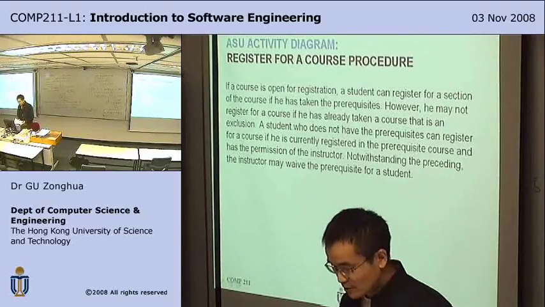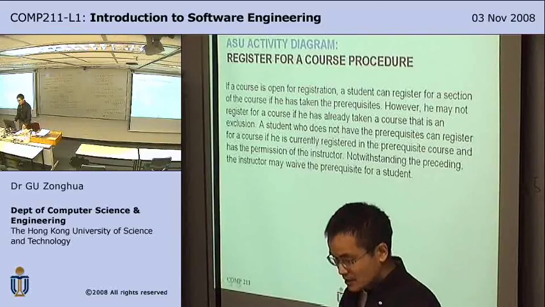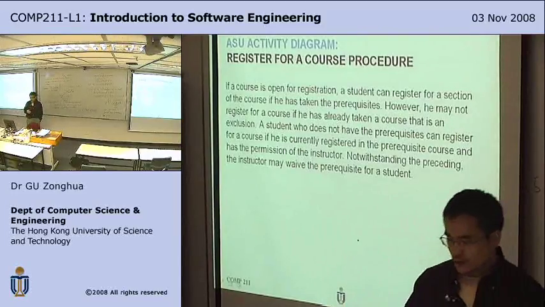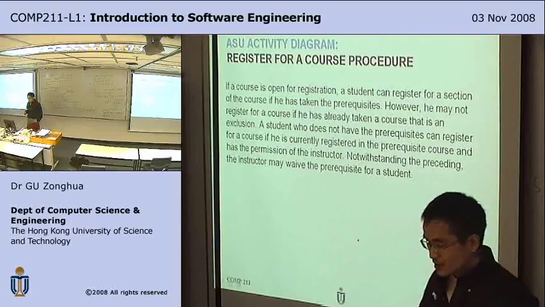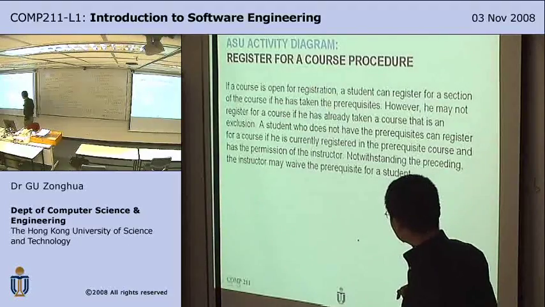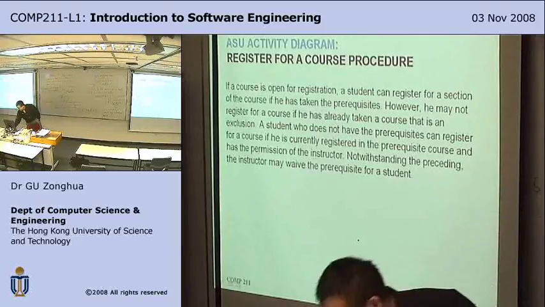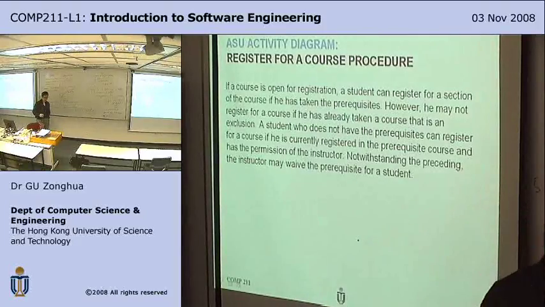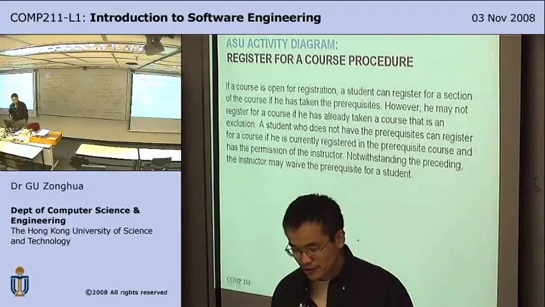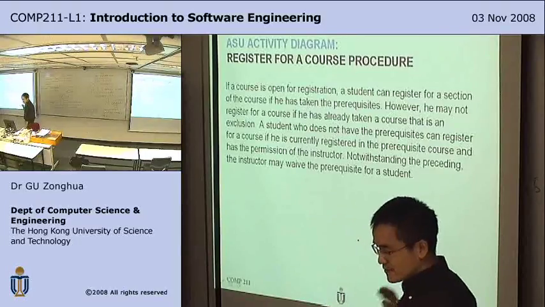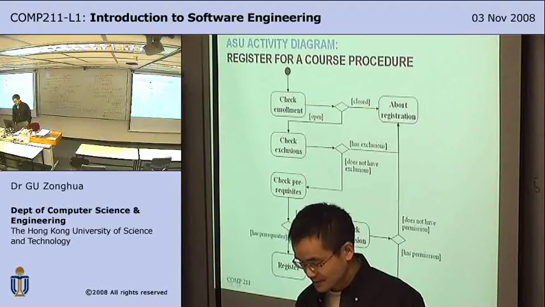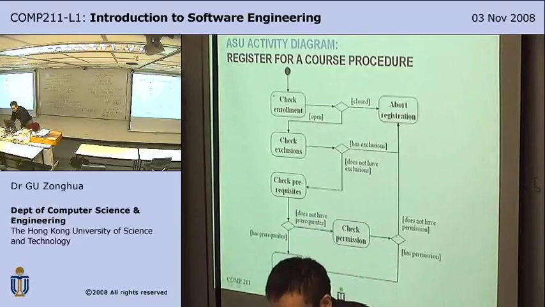Here's another example of an activity diagram. It describes the register for a course procedure. This is a slightly different example from before, where this one is for describing the internal details of an operation, while the previous ones are describing the high-level workflow. So this is more of a detail level.